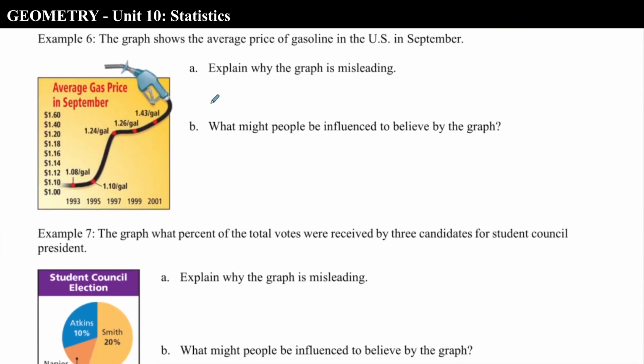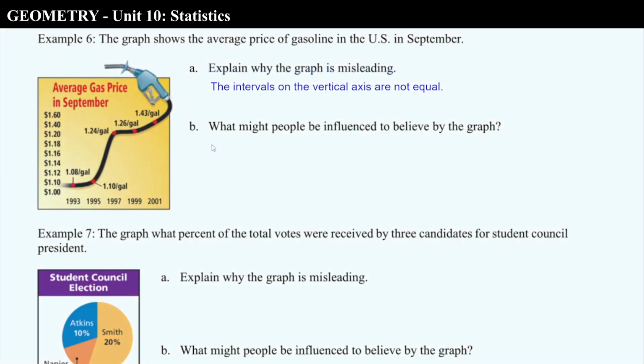In example 6, the graph shows an average price of gasoline in the US in September. So why is this graph misleading? Well, the intervals on the vertical axis are not equal. So if you notice, we go from $1 to $1.10 to $1.12 to $1.14, $1.16, $1.18, $1.20, and then we jump up to $1.40 and $1.60. So because our axis is uneven, it makes this jump look much bigger than it really is.